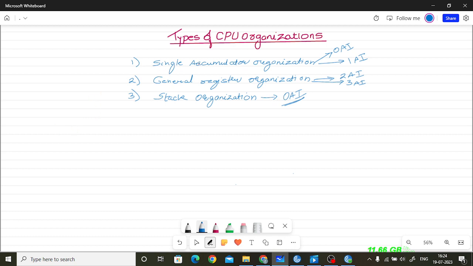The first type is single accumulator organization. In this organization, we design a CPU in which we do not include general purpose registers like the HL pair registers. Instead, we include only the basic registers which are necessarily required to execute our instructions. Let me draw a diagram which will make the picture of single accumulator organization clear, and show how it works.